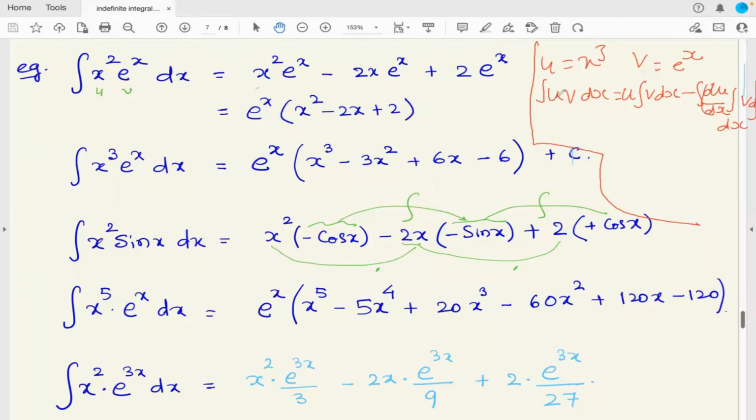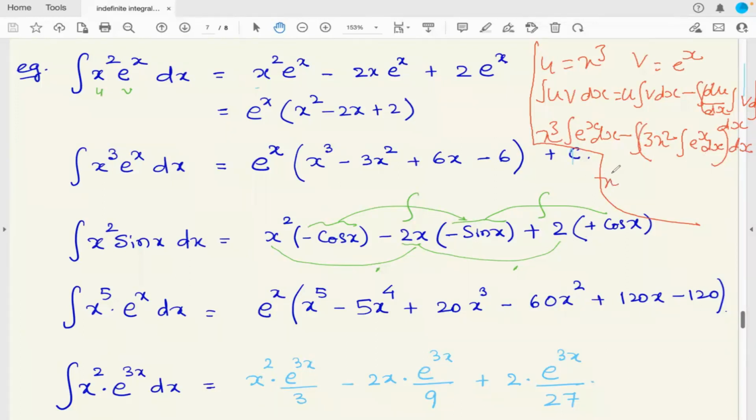Okay, so what we have to do is first take x cube outside the integral, and we have to integrate e to the power x with respect to x, obviously. And then I have to differentiate the u. And what is u? It is x cube, and the differentiation of x cube is 3x square. And then again we have to integrate e to the power x with respect to x, and this whole thing will again be integrated with respect to x.